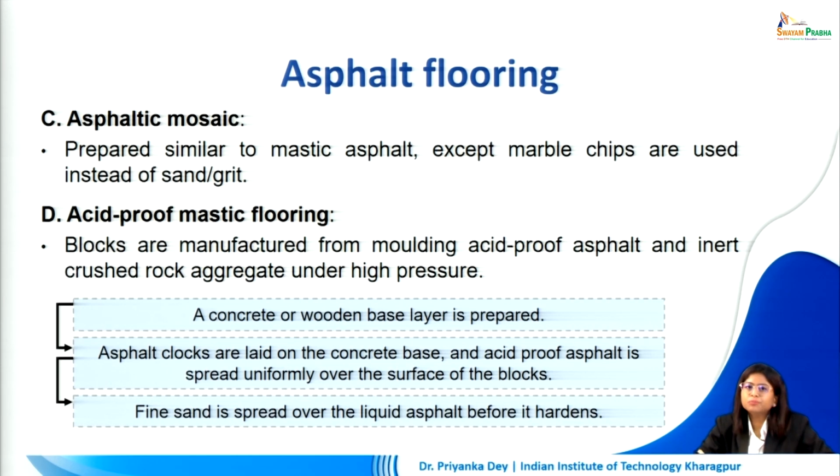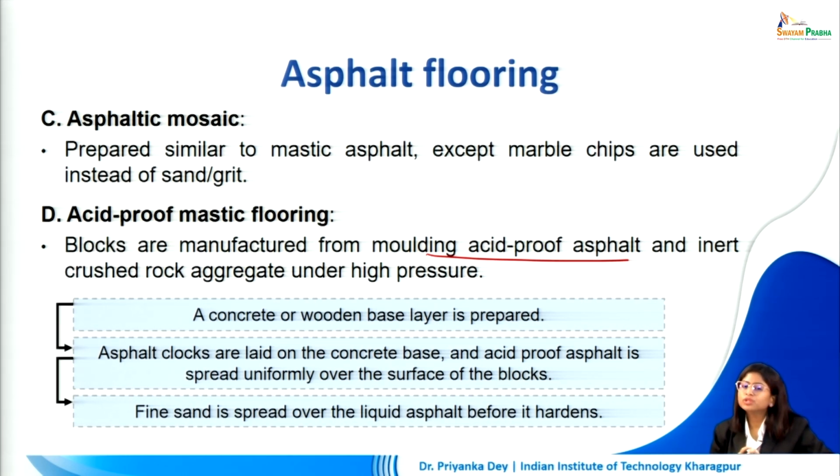The asphaltic mosaic is prepared very similar to the mastic asphalt, except marble chips are used instead of the sand or grit. So, the appearance will be slightly more decorative in this case. The acid proof mastic flooring are blocks which are manufactured from molding acid proof asphalt and inert crushed rock aggregate, and high pressure is used to consolidate this material.